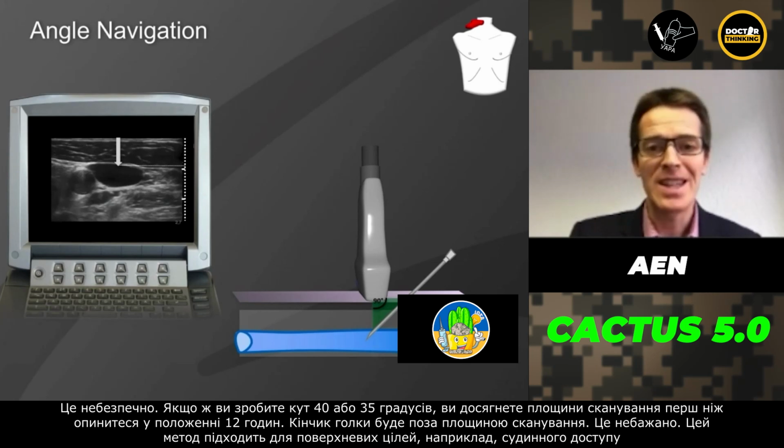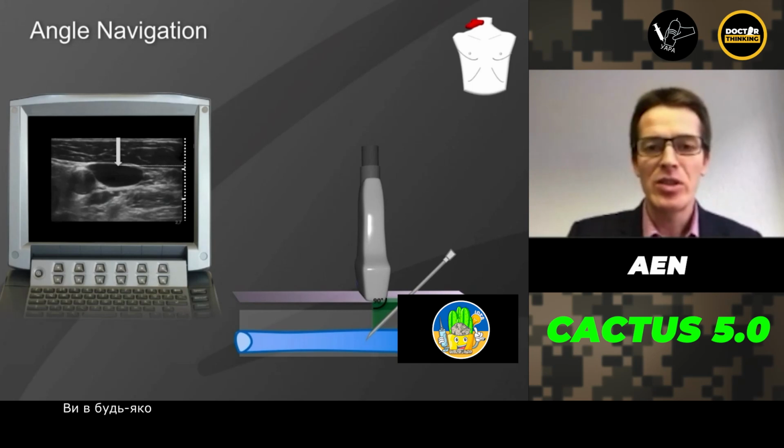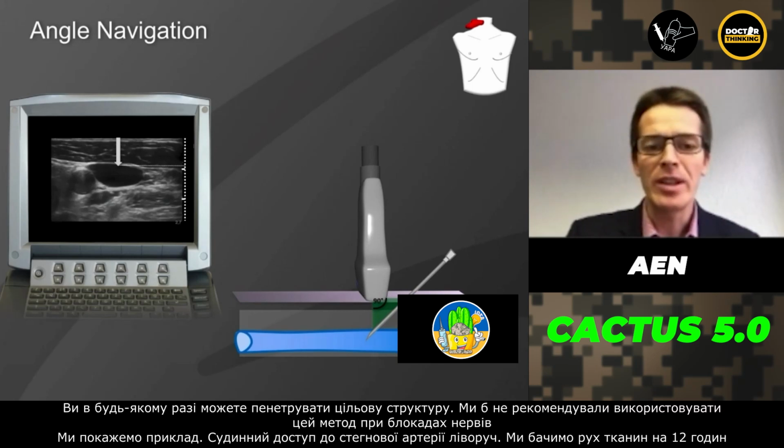So you may get the needle tip behind the scanning plane, and this is not wanted. So this is a method which is suitable for superficial structures like in vascular access, where you want to actually penetrate the target structure anyway. But we wouldn't recommend using it in nerve blocks.